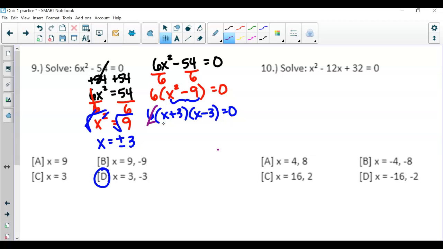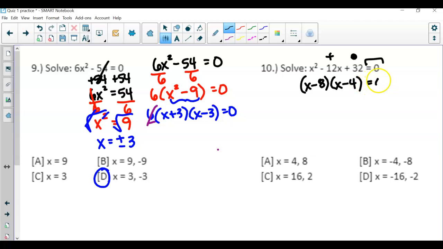Last one, question number 10. Again, notice how we are solving for x and it's already equal to 0. So we're good to go there. So what numbers multiply to get us positive 32 and add to get you negative 12? Negative 8 and negative 4. So remember, when multiplying, two negatives make a positive and add to get you that negative 12.